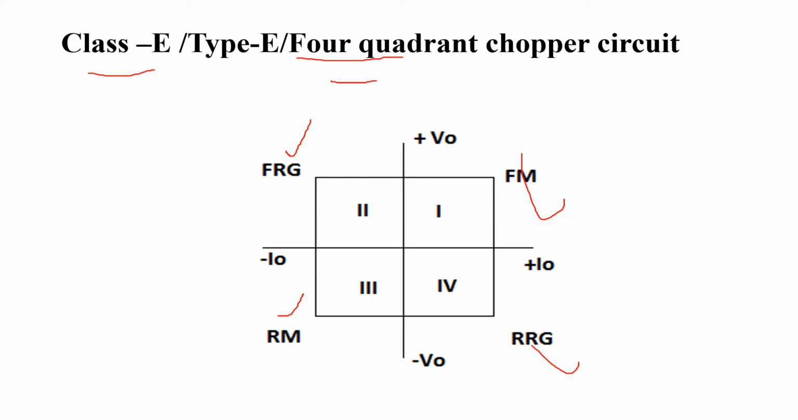In the first quadrant, the class E chopper circuit operates in forward motoring mode. In the second quadrant, class E chopper circuit acts in forward regenerating mode, and in the third quadrant it operates in reverse motoring mode. In the fourth quadrant it operates in reverse regenerating mode. Nowadays all practical applications require the four quadrant operations. Now we are going to discuss the circuit description, the circuit diagram, and the working of class E chopper.